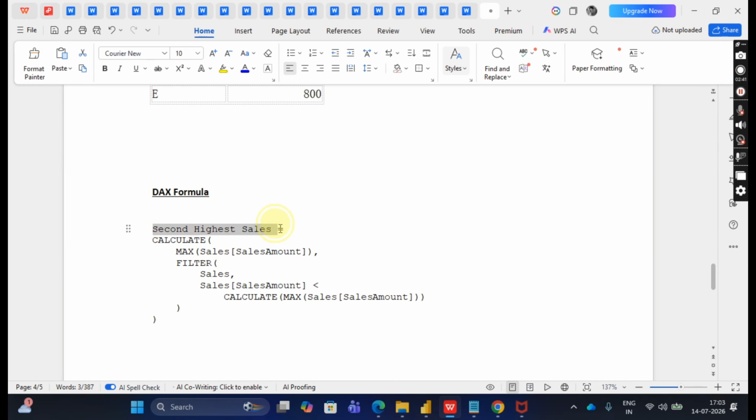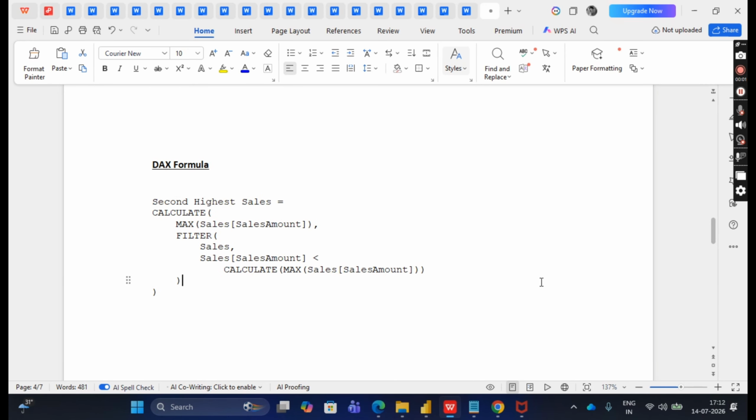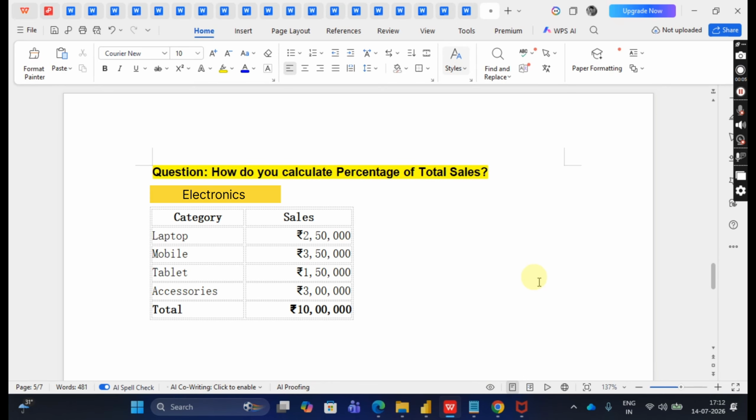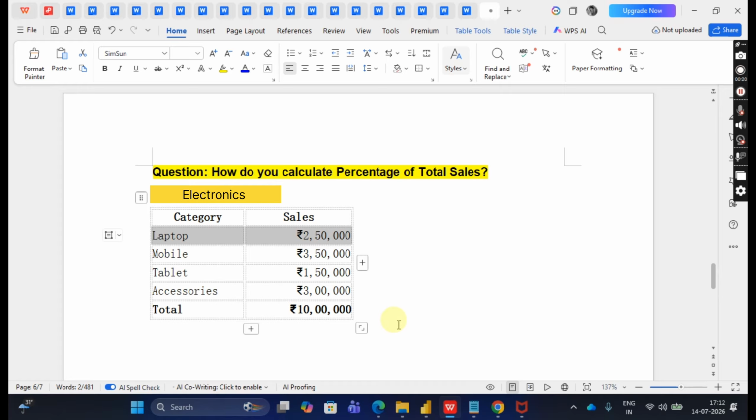So coming to the next question: how do you calculate percentage of total sales? The interviewer wants to know what percentage each category contributes to the overall sales. For example, if the total company sales is 10 lakhs and the laptop category contributes around 2.5 lakhs, then we want to know what percentage of total sales comes from laptops.